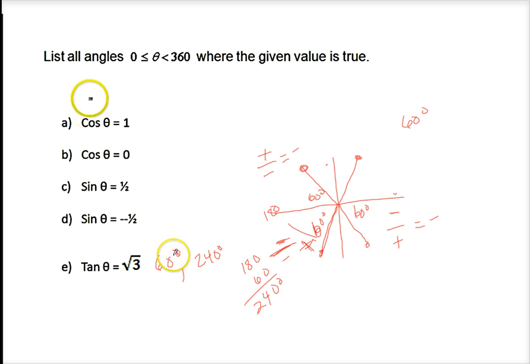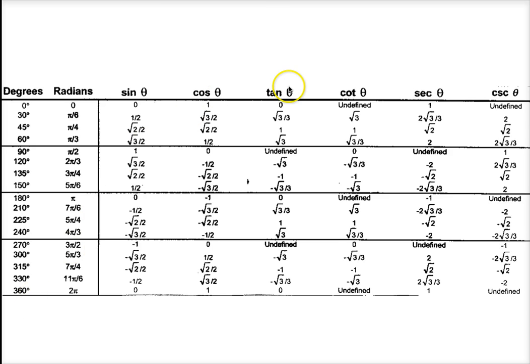Let's check our answers with the chart. 60 and 240, is that correct for a tangent of square root 3? So here's our tangents. Square root 3 at 60, perfect. And where else is it just plain square root 3? At 240.